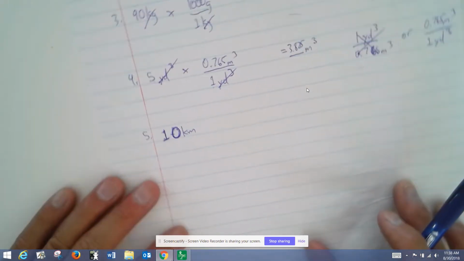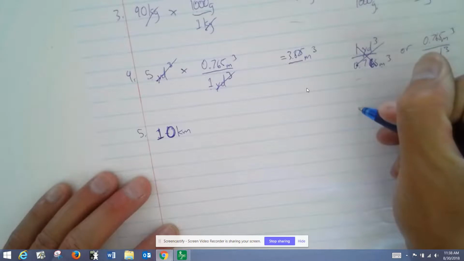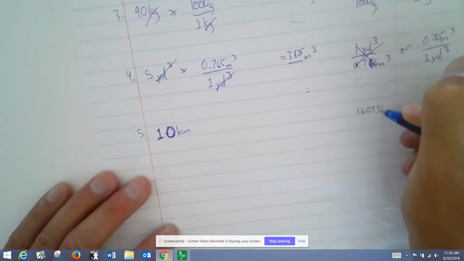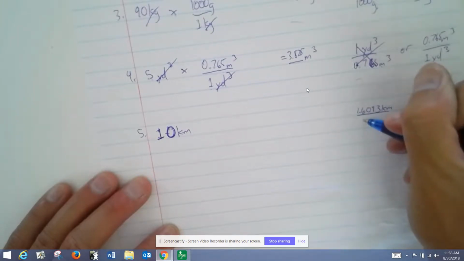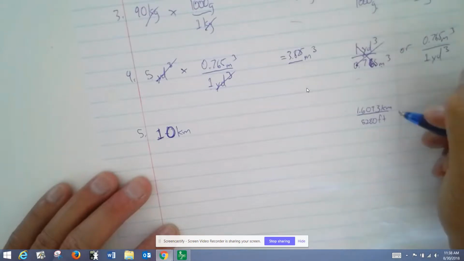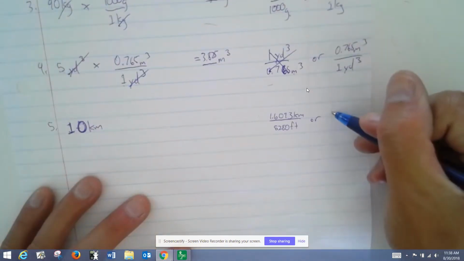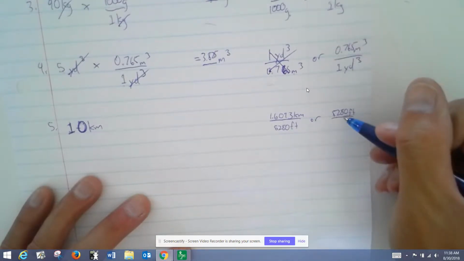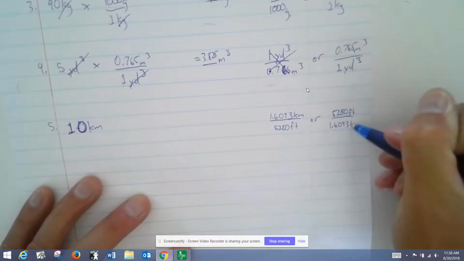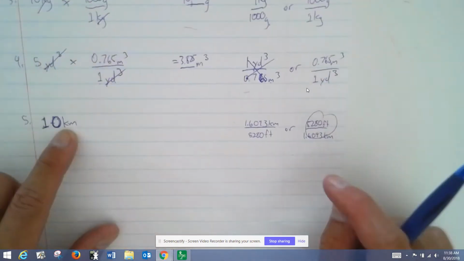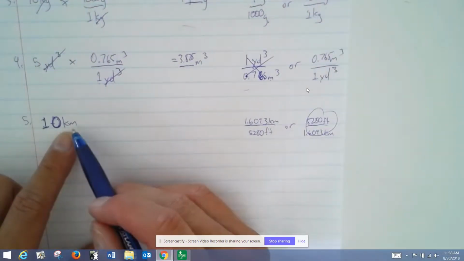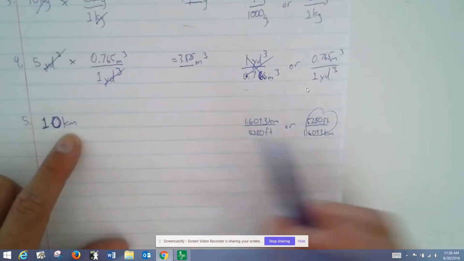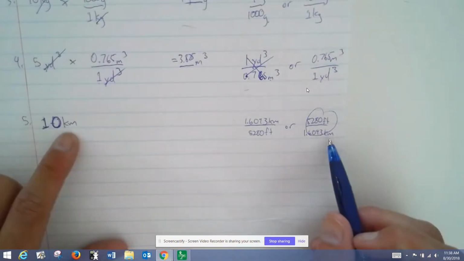Let me write that again. For 1.6093 kilometers, there's 5,280 feet. Or you can look at the other fraction, which is the same thing written slightly out of order: there's 5,280 feet for every 1.6093 kilometers. I want to choose this one because if I multiply this times this, the kilometers occur as a numerator on top and as a denominator. So when you multiply these two, the kilometers will cancel out.